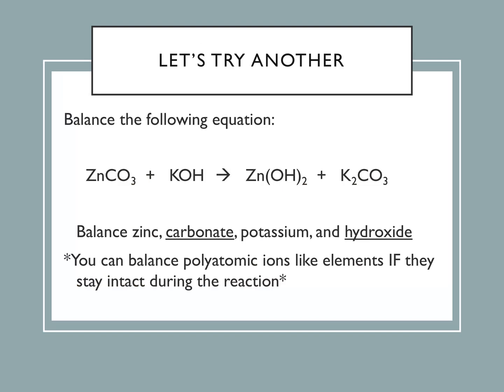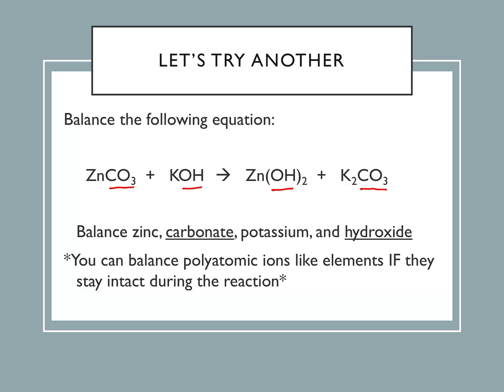Here's our last example. This one has polyatomics, right? We have carbonate and we have hydroxide that is showing up. And you'll notice that carbonate stays together on each side and the hydroxide stays together on each side. So when you have these polyatomics that stay together, you can balance them like an element. You can balance carbonate and hydroxide just like you'd balance the zinc and potassium. But you can only do this if they stayed together.